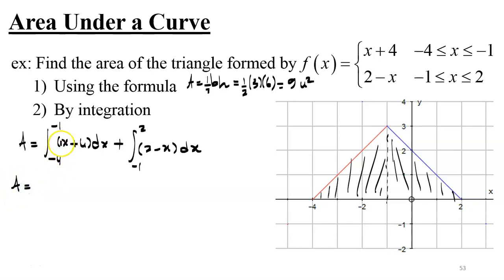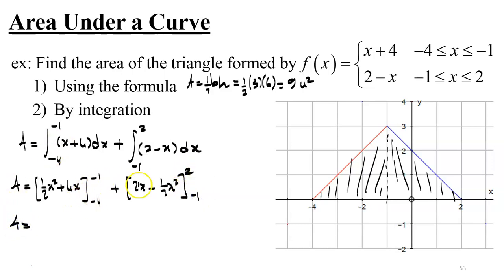So over here, integrating x plus 4, we have half x squared plus 4x, between -4 and -1, plus 2x minus half x squared between -1 and 2. Evaluating upper bound minus lower bound for each. So at -1, it's half minus 4, that is for the upper bound of the first one. Minus, at the lower bound, -4 squared is 16, so that is an 8 minus 16 for the lower bound.